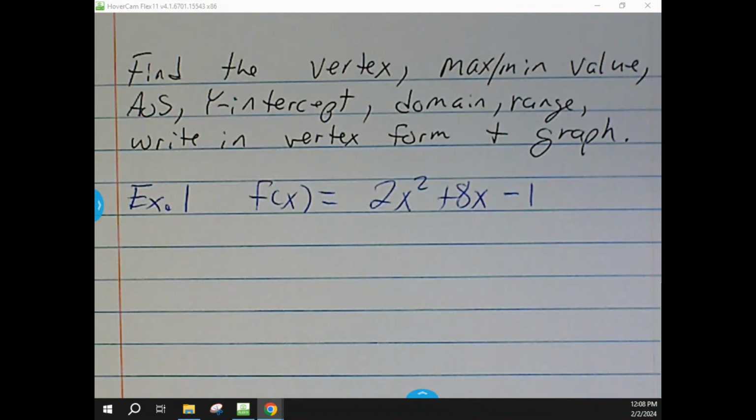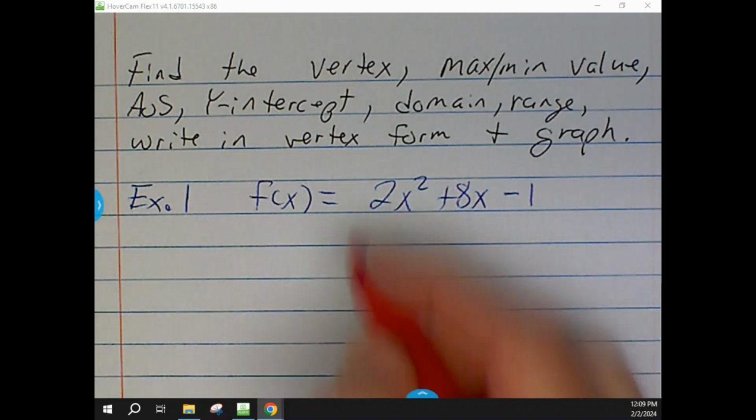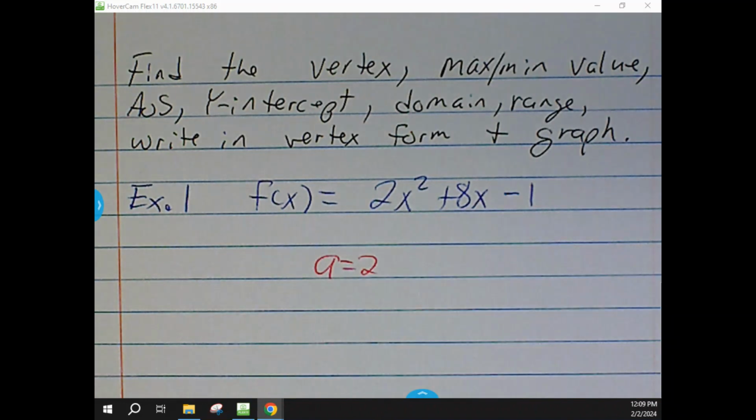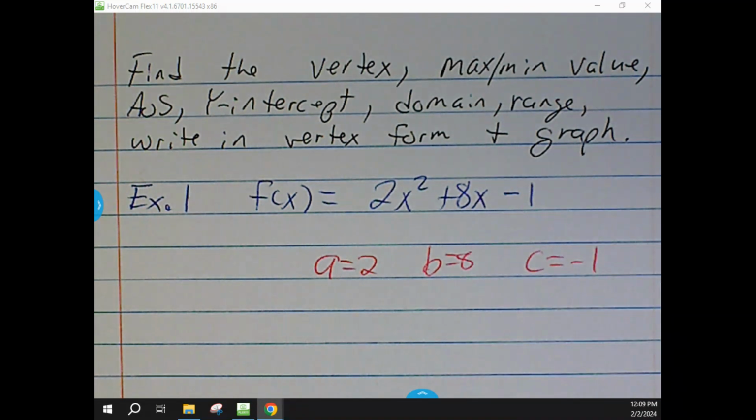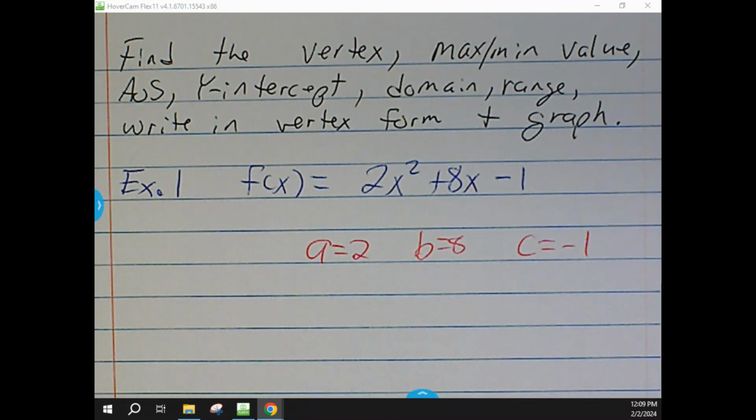All right, so here's the first one: 2x squared plus 8x minus 1. Okay, and for these, we're going to get the easy things out of the way first. We know that A value is 2. We know the B value is 8. And we know the C value is negative 1. Here's where we get the easy things out of the way first, because the hard stuff, we'll worry about that in a little bit.